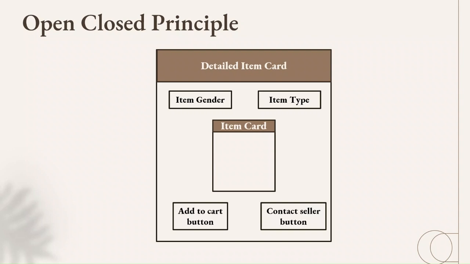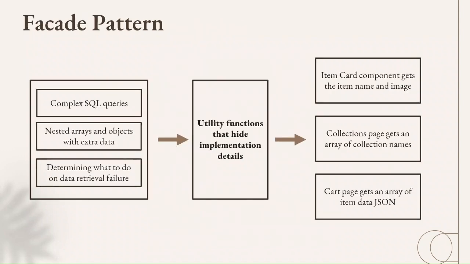To create this detailed item card component, we extended upon the already existing item card component by importing it to the detailed item card and adding components around it, without modification to existing code. This helps in creating fewer lines of code, as existing components can be reused without modifications, and as a result, reduces bugs in our program. It also helps with scaling our code with additional functionalities.